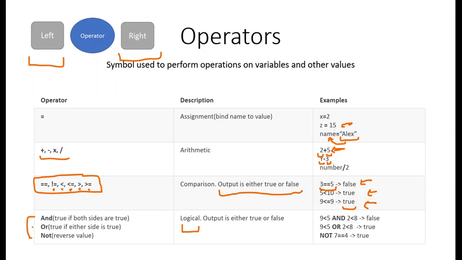Okay? OR returns true if either one of the sides is true. So it will only return false if both sides are false. Otherwise, it will always return true. The NOT operator will simply reverse the current Boolean value. So not true, it will be false. Not false, the outcome will be true.